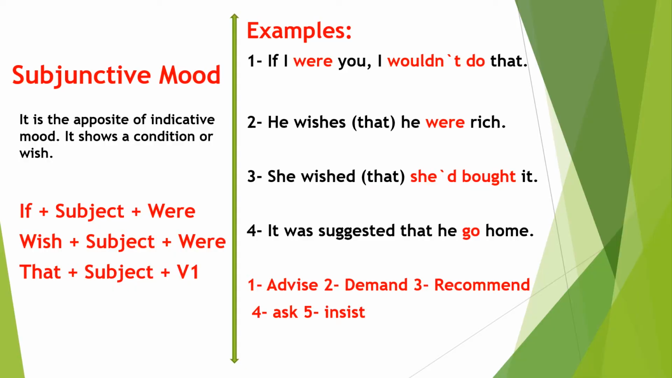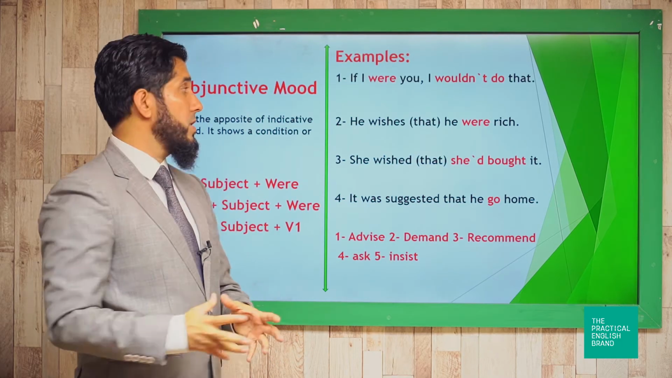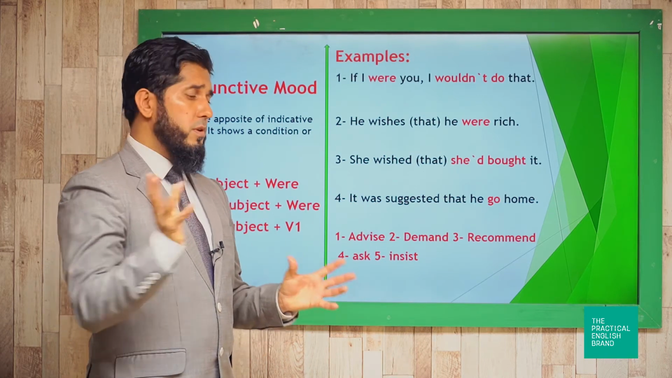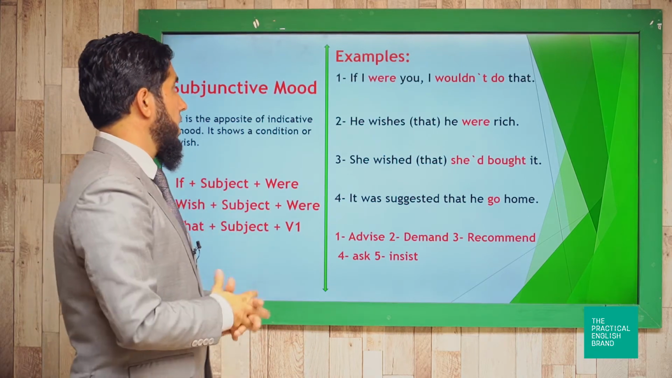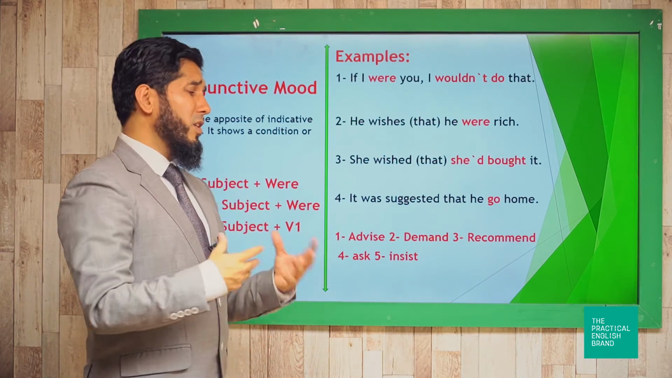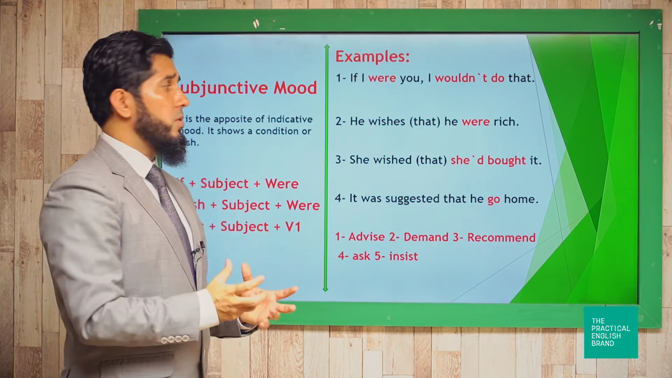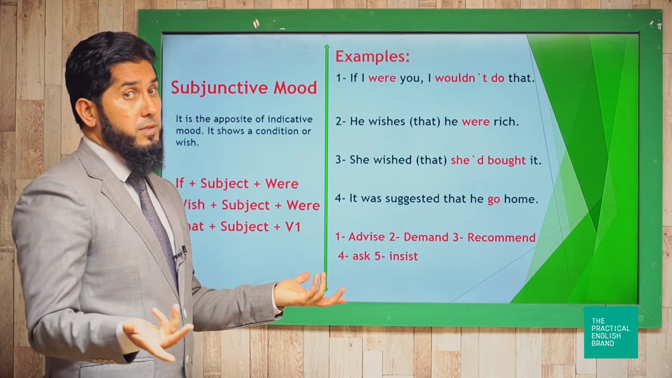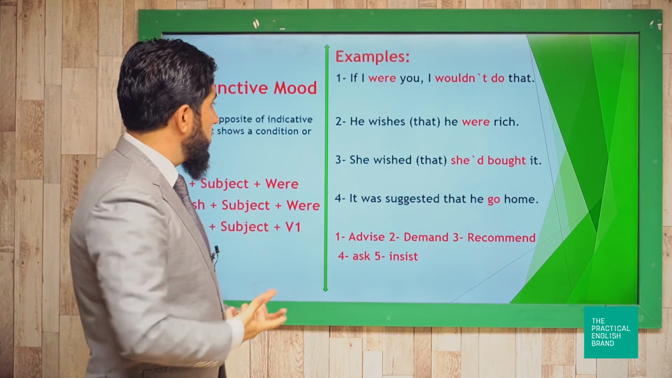So he wishes that he were rich. Now look, he wishes that he were rich. We use were in this case with all subjects, third person singular, he, she, it, or with all the other subjects, were, okay? So he wishes, again, we talk about something that is not factual, that is not true, okay? So he wishes that he were rich. It means he's not rich. There is something not factual or true.